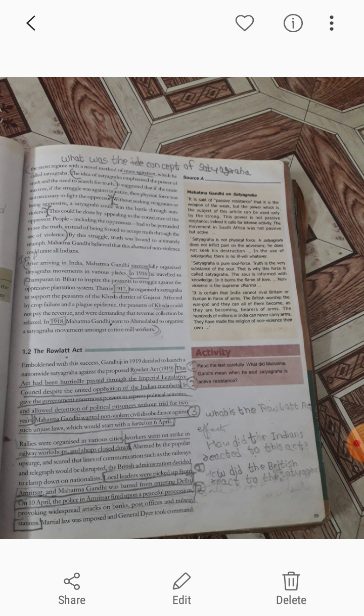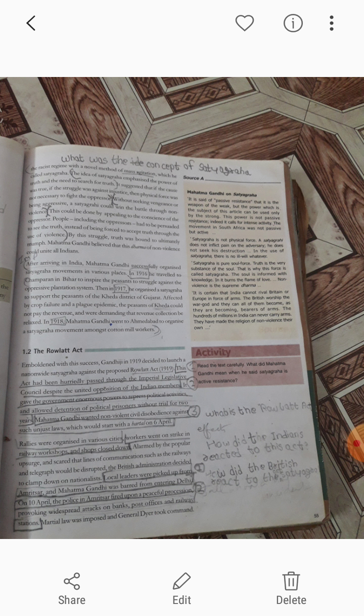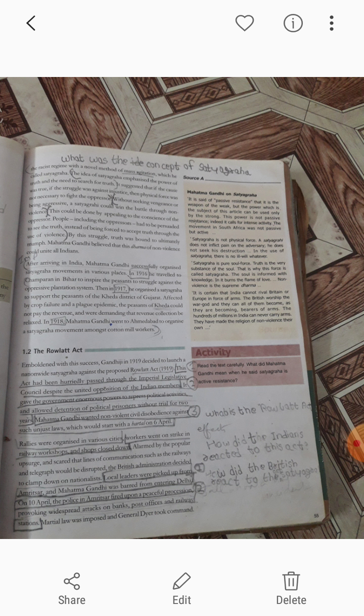Clear? Now, it gave the government enormous power to repress political activities and allow the detention of political prisoners without trial for 2 years. That is why Mahatma Gandhi was against the Rowlatt Act. So Mahatma Gandhi wanted non-violent civil disobedience against such an unjust law, which started with the Hartal on 6th April. Clear? Now, rallies were organized in various parts of the cities.